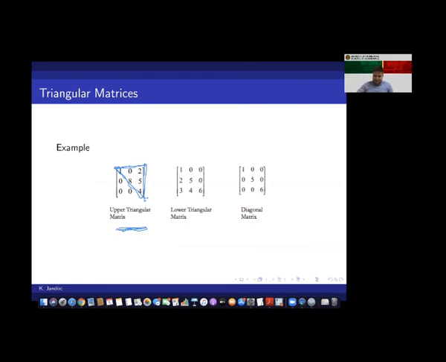On the other hand, the lower triangular matrix can be thought of this way. Above the main diagonal are all zeros. So it's like a triangle in the lower part of the matrix. Okay, that's a lower triangle. And a diagonal matrix is a matrix where all entries above and below the diagonal are all zeros.